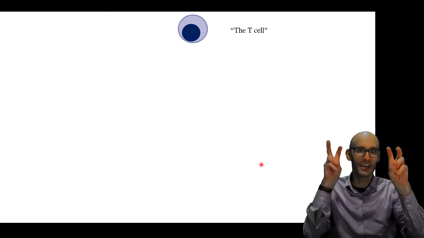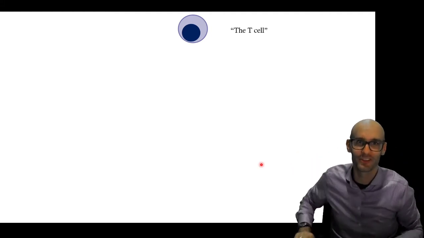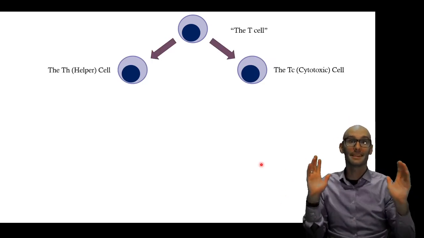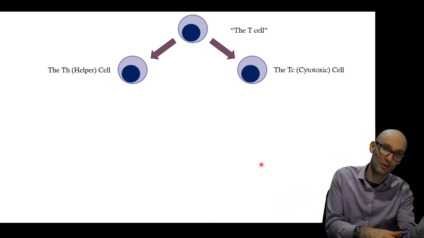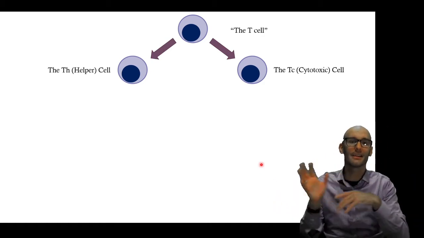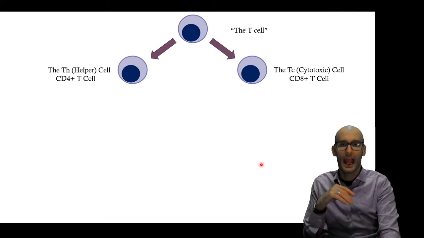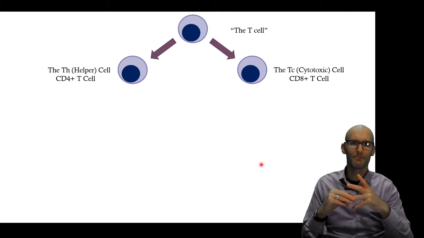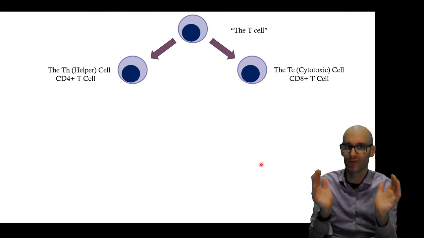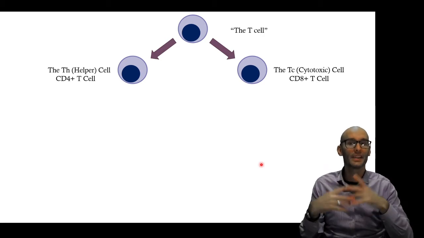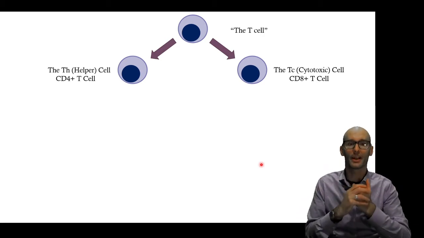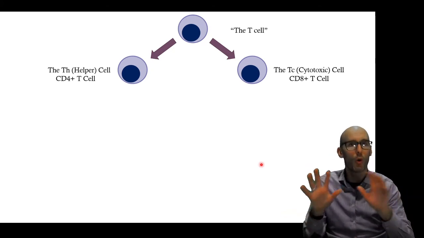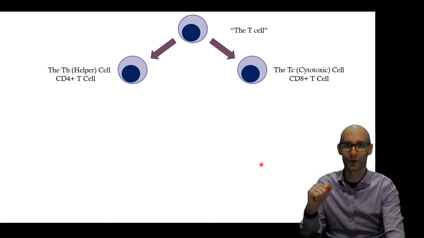The T cell. There is no the T cell. There's loads and loads of different kinds of T cells. So the first major division of the T cells is the T helper cell or the cytotoxic cell. And the shorthand is a TH cell or a TC cell. And they can actually be broken down a little bit more in technical detail in terms of what they express on the surface of that T cell. So we also call T helper cells CD4 positive T cells, and we call cytotoxic cells CD8 positive T cells. And I'll go into what makes that distinction a little bit later on in the video.